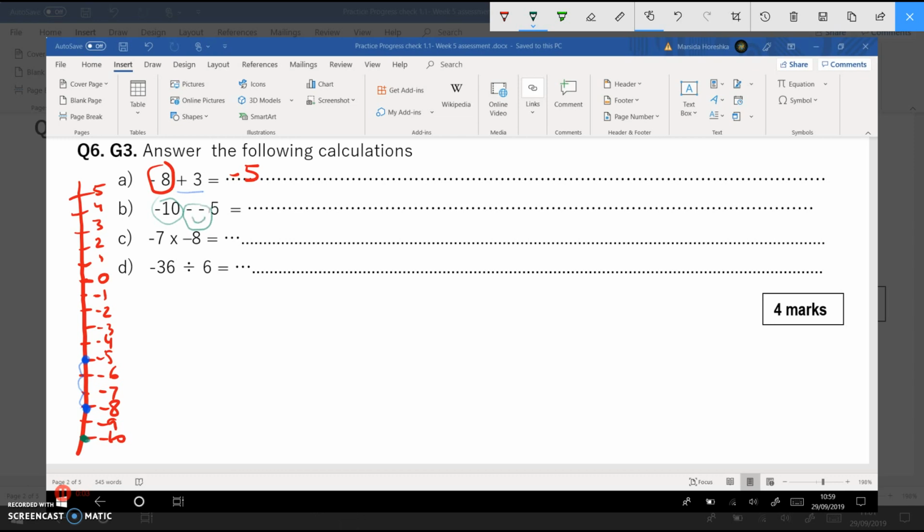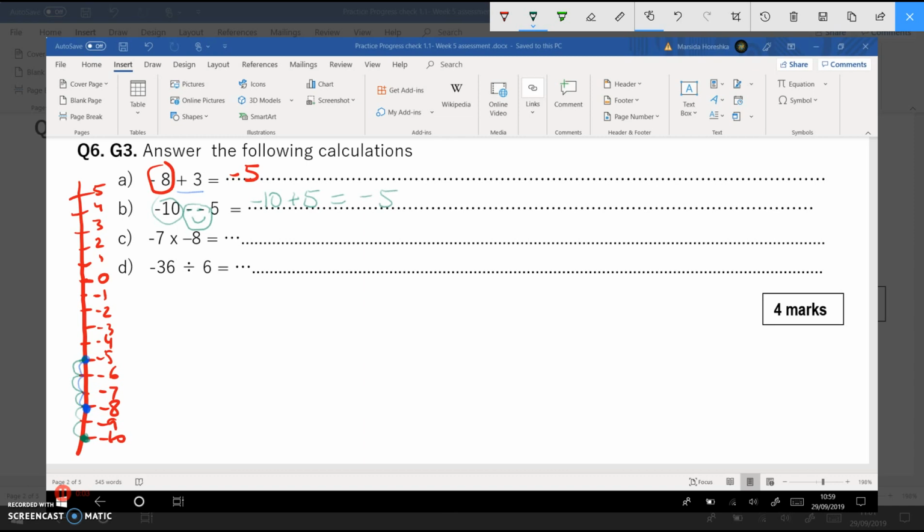And make a smiley face. If the two signs are the same, then they turn into positive. So this turns into minus 10 plus 5. So those two signs, just those two, will turn into positive, not the overall result. So we go to minus 10 and then add 5. So 1, 2, 3, 4, 5. So again, it lands on minus 5.